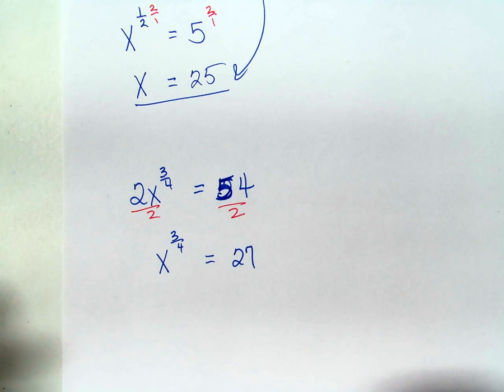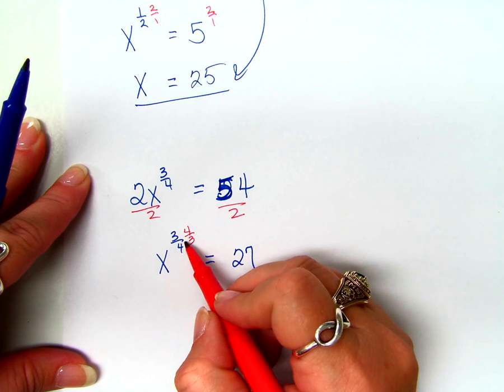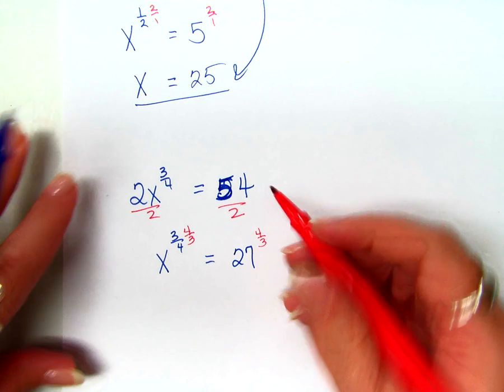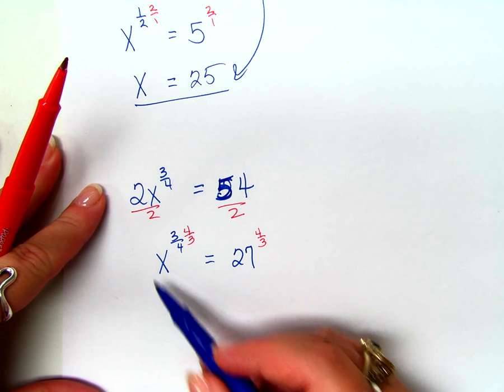Now what's the reciprocal? 4/3. And if I raise this exponent to the 4/3 power, what do I have to do with this exponent? 4/3. I'm sorry, 4/3 power, right? What's left on the left-hand side of this equation?